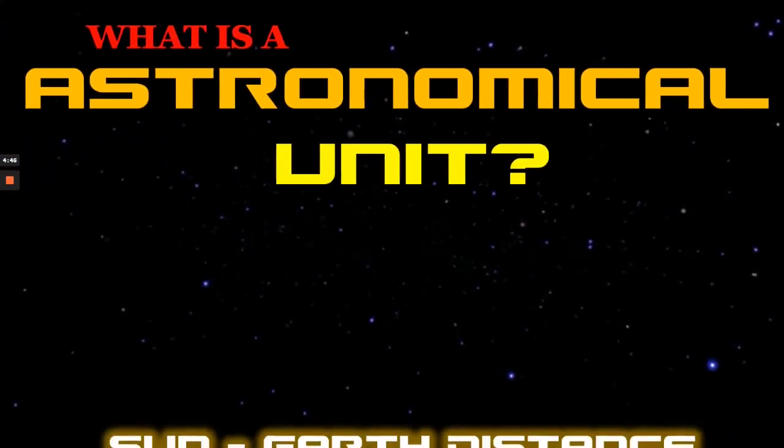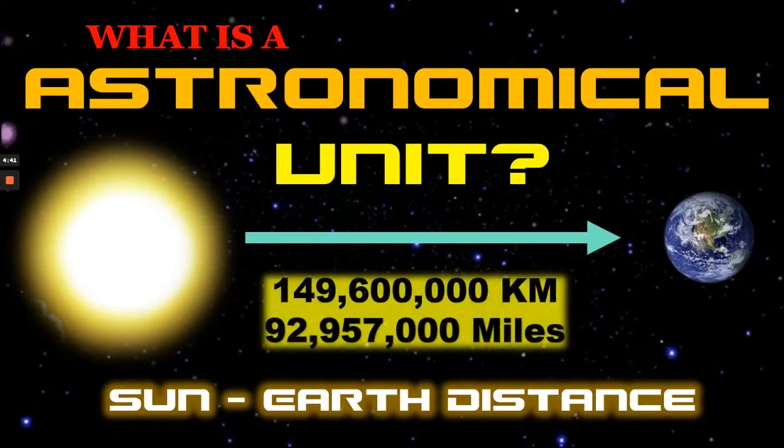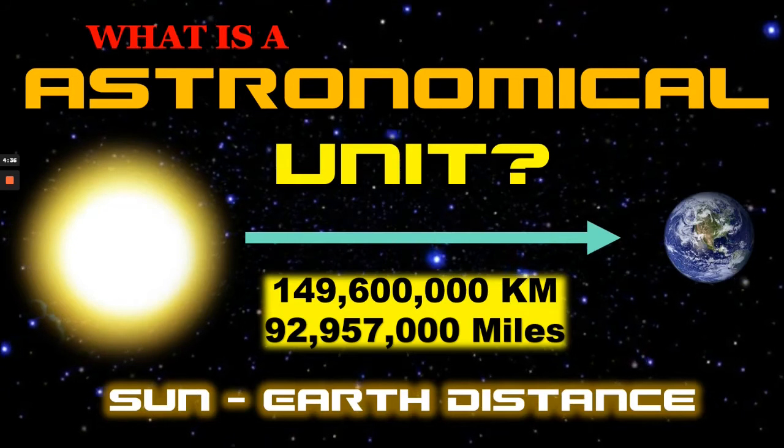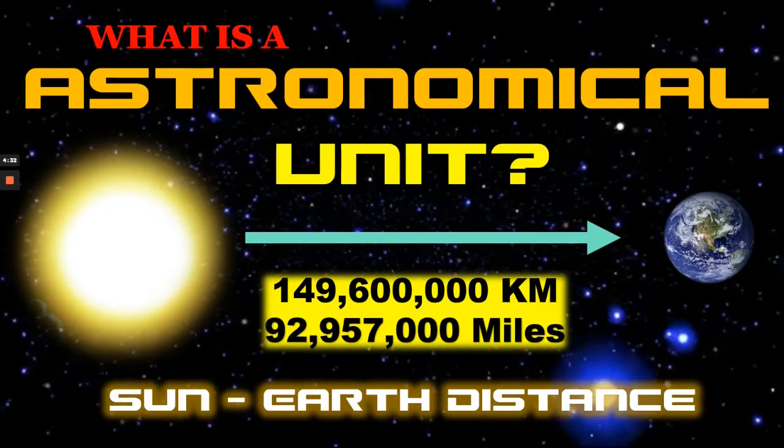First of all, many of you may already know what an astronomical unit is, but it's actually the Sun to the Earth distance at roughly 150 million kilometres, for those of you who use miles, around 93 million miles. So what can we use to measure it with then?